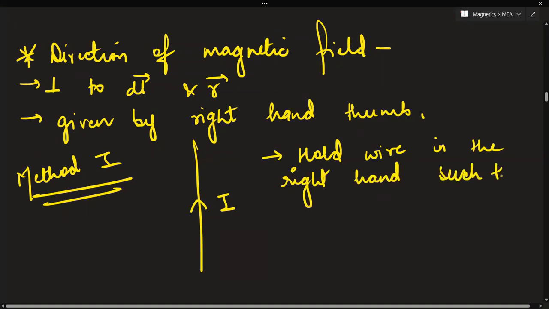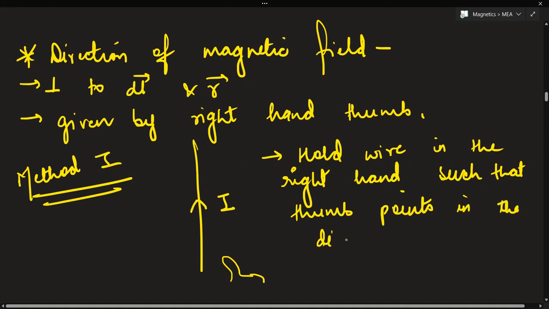Such that the thumb points in this direction. This will be the direction of thumb. If the current is upwards, the direction of thumb will also be upwards, such that the thumb points in the direction of current.